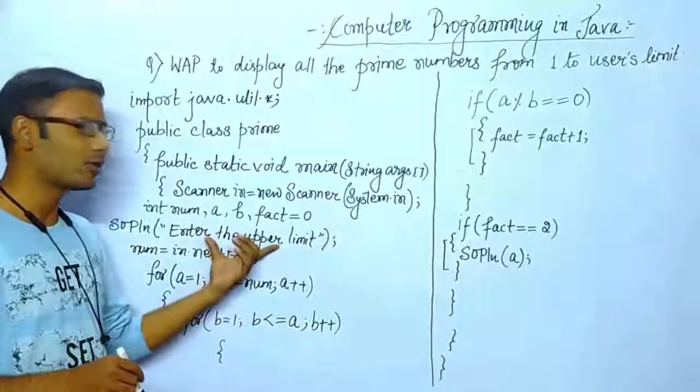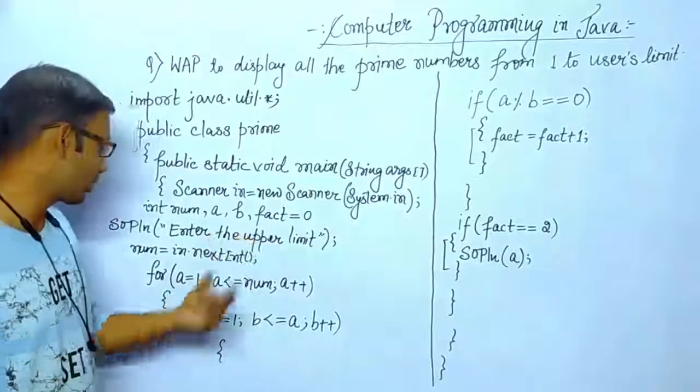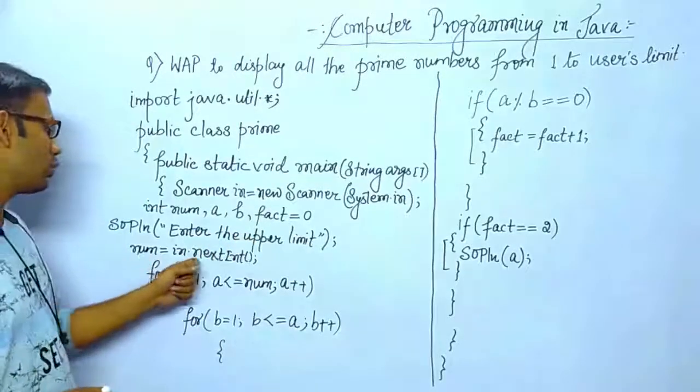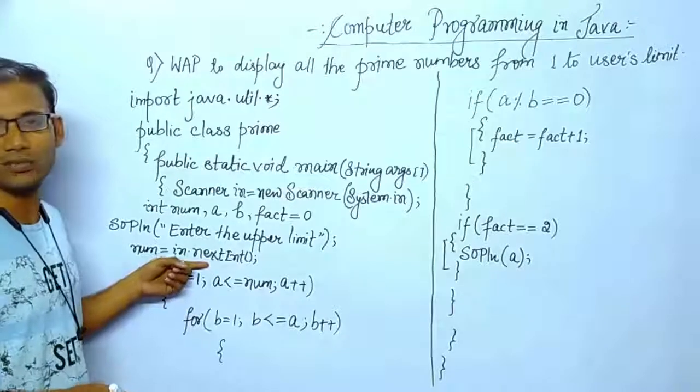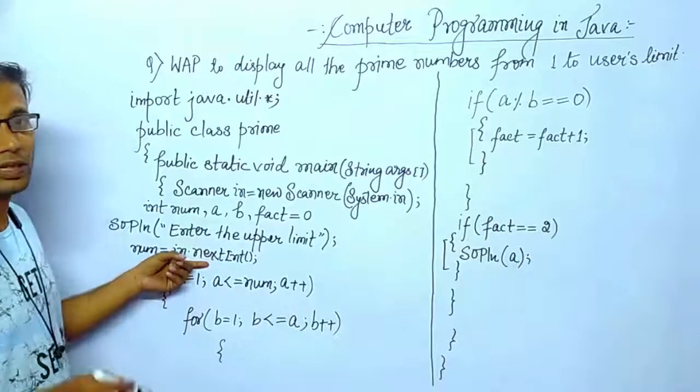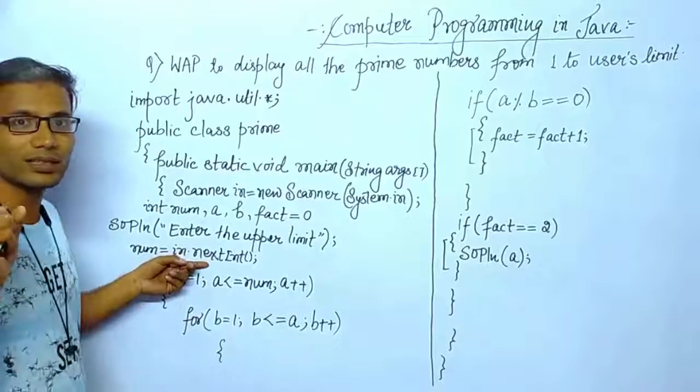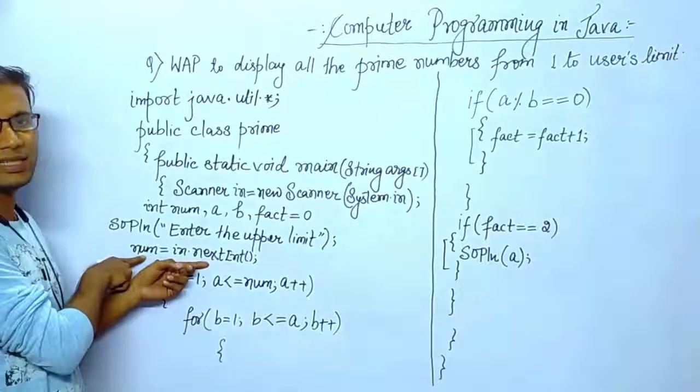This is the comment line. You can write anything in accordance with your choice. After that, num = in.nextInt(). What is in.nextInt()? In.nextInt() is the function that is responsible for inserting the number inside the variable that is num.